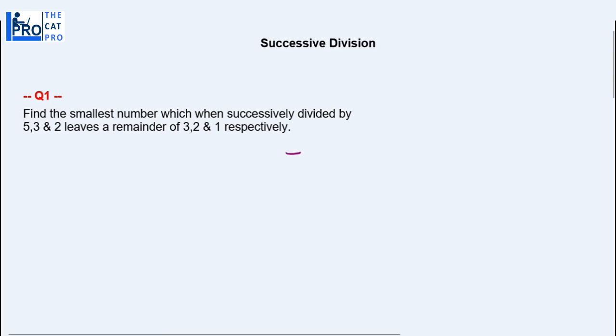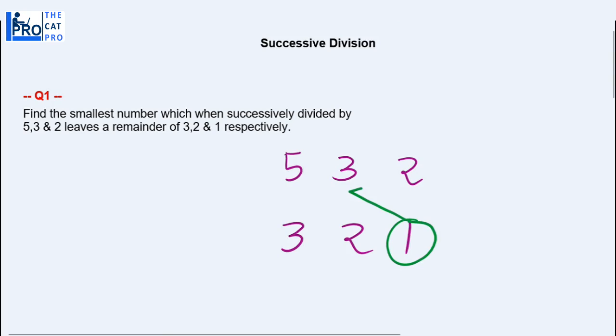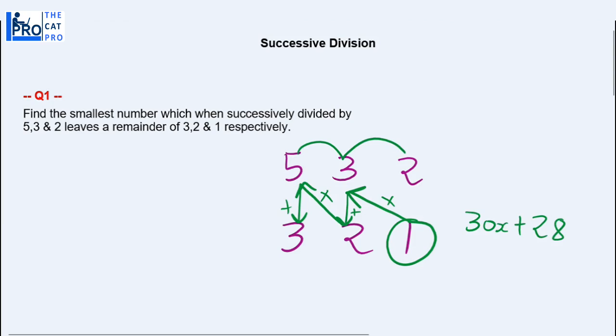We'll just write 5, 3, 2, 3, 2 and 1. Then we'll start from 1 and multiply it by 3. 1 into 3 is 3. Then we will add 2. 3 plus 2 is 5. Then we will multiply it by 5. 5 into 5 is 25 and then we will add 3. 25 plus 3 is 28, and 5 into 3 is 15, into 2 is 30. 30x plus 28, this is our general term for the number.